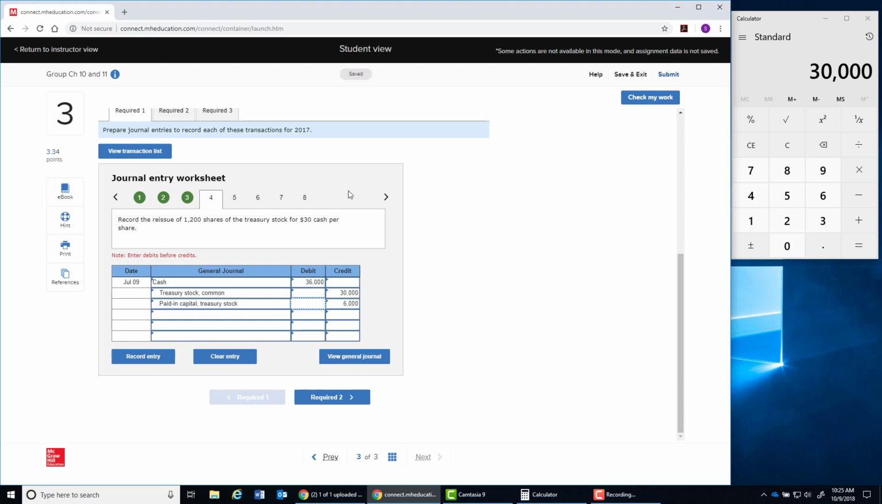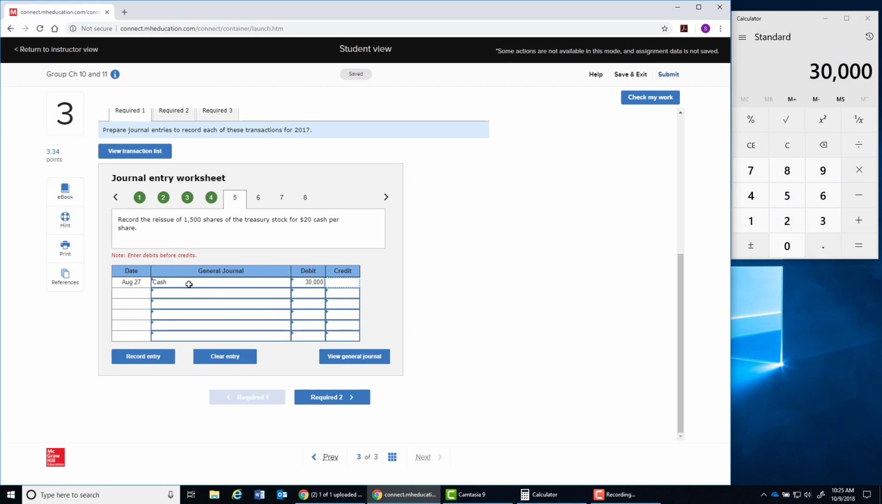Okay, how many shares of stock do we have left? We just sold 1,200 of 3,000 shares. We've got 1,800 shares on the books still at $25 per share. All right. So now we're going to reissue another 1,500 shares of that treasury stock, but at $20 cash. Uh-oh. Sounds like we're in trouble. 1,500 times $20 per share says that we're actually going to get cash of $30,000.